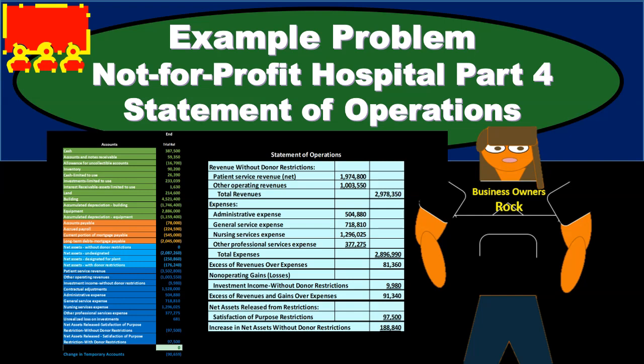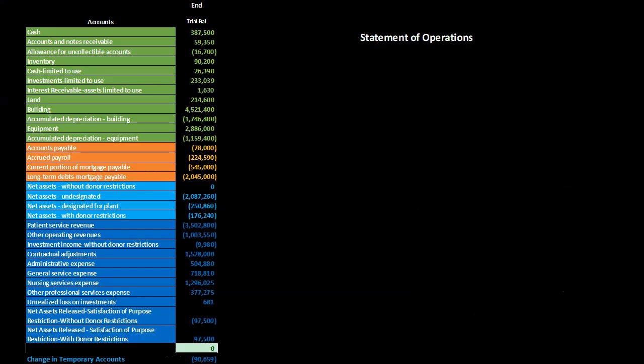In this presentation, we will continue on with part 4 of our example problem related to a not-for-profit hospital, this time putting together a statement of operations. The statement of operations is going to be similar to an income statement in a for-profit type of organization. It's going to be measuring performance, measuring how we have done over time.